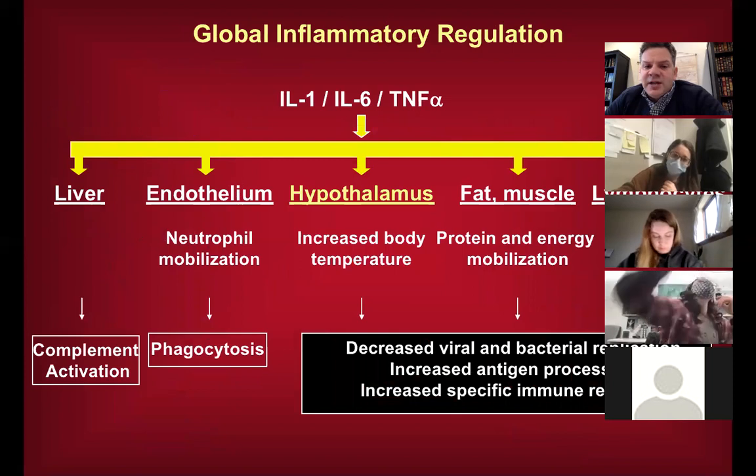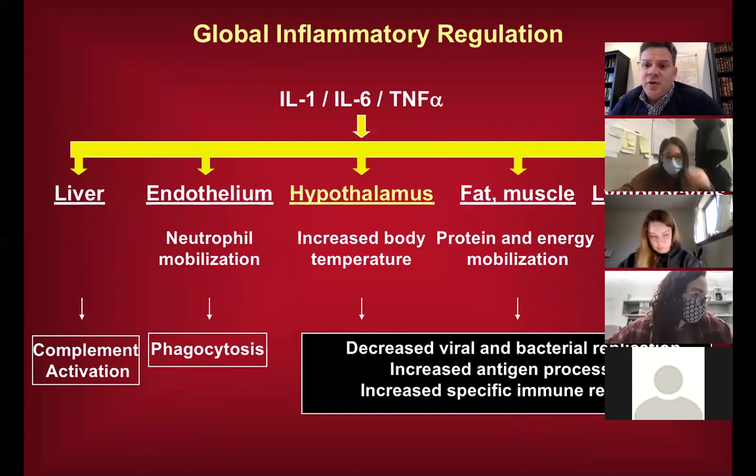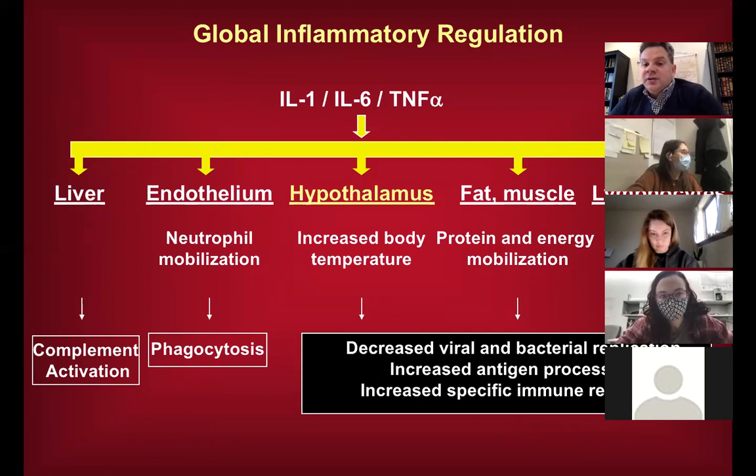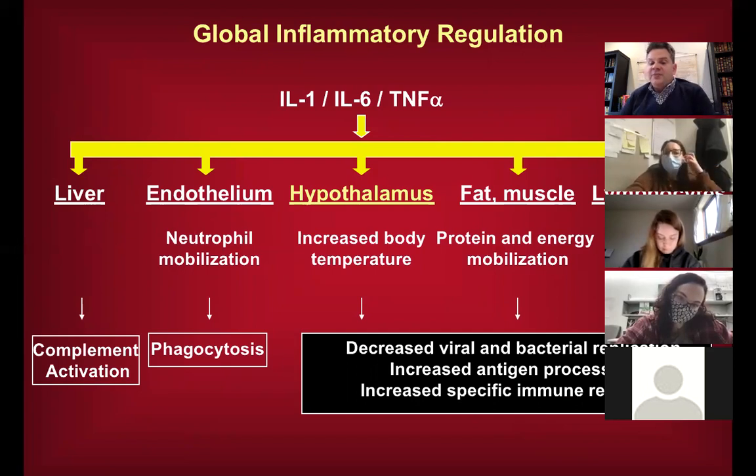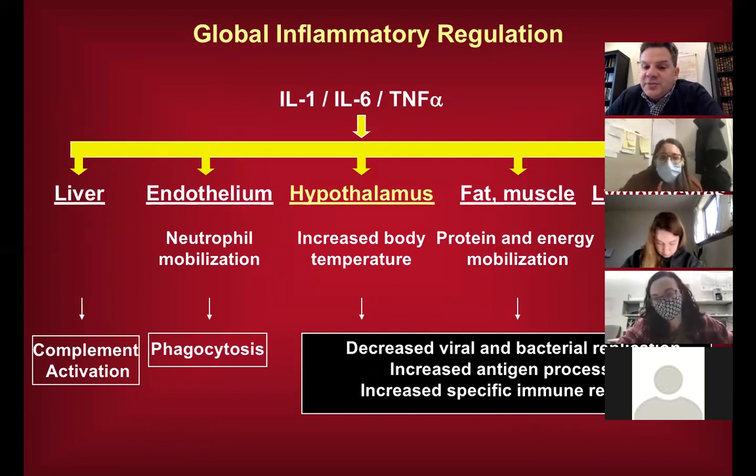Now, in an immune textbook, these cytokines have a vast effect on all sorts of tissue. Within the liver, you're seeing complement activation. Within the endothelium, you're seeing the mobilization of neutrophils. In fat and muscle, you can imagine you're breaking them down for energy, okay? And these things are aimed at reducing viral and bacterial replication to drive specific antigen processing and specific immune response.